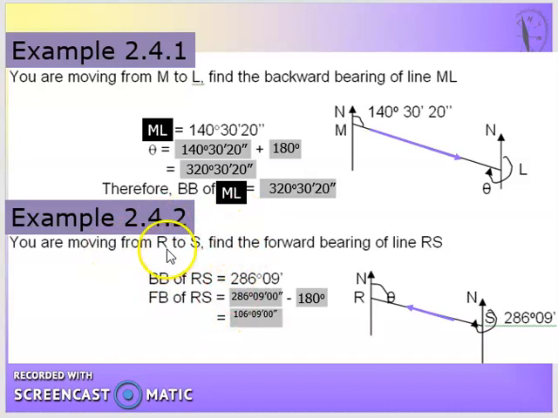You are moving from R to S, and you have found out that the backward bearing of the line RS is 286 degrees and 9 minutes and 0 seconds. In this case, you want to find the forward bearing of the line RS. The forward bearing of the line RS will be equal to the backward bearing, subtract away 180 degrees. So you end up with 106 degrees and 9 minutes and 0 seconds.